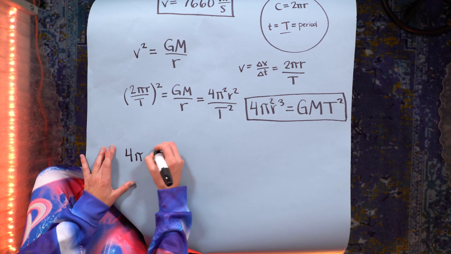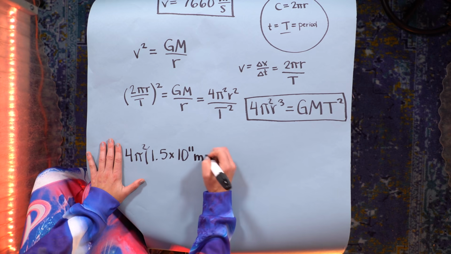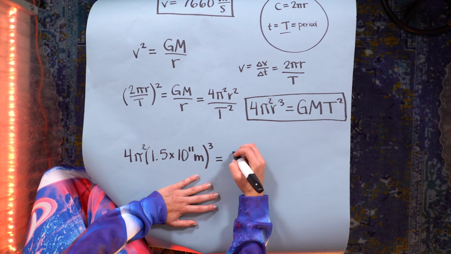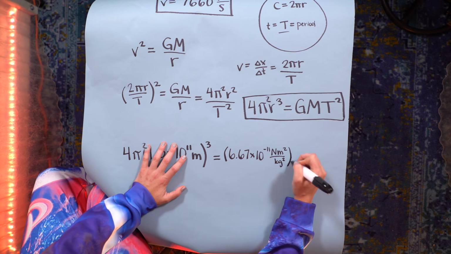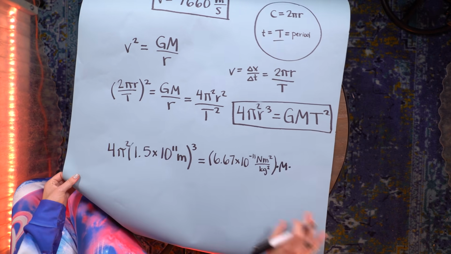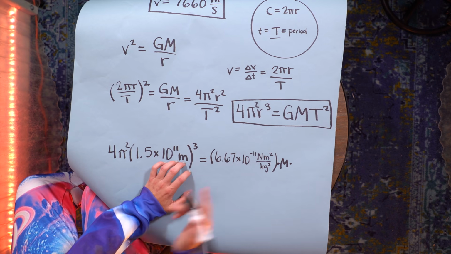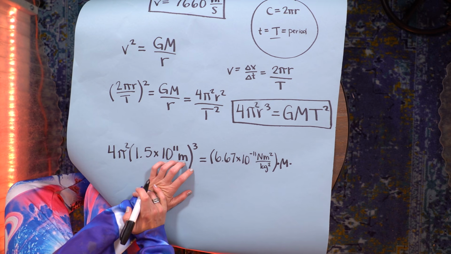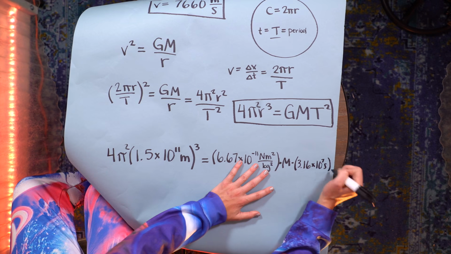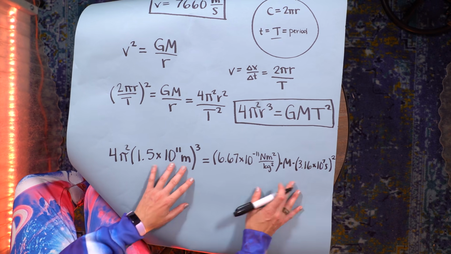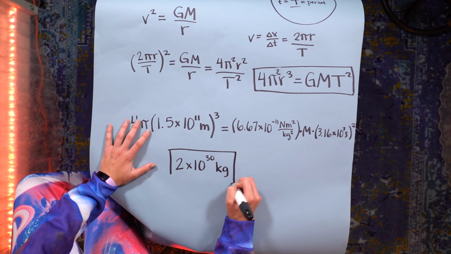So we've got 4π² times (1.5 × 10¹¹ meters)³, G equals 6.67 × 10⁻¹¹ Newton meters squared per kilogram squared, and then we've got M, and then we've got our orbital period, which is 365.25 days, which we want in seconds. So that works out to be about 31.6 million seconds. So that's (3.16 × 10⁷ seconds)². Whew, big numbers. And all of this works out to give you 2 × 10³⁰ kilograms.